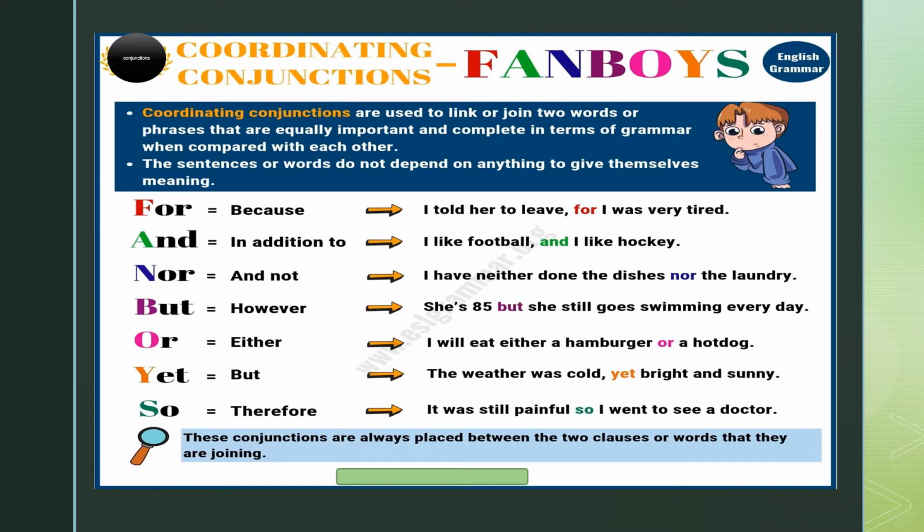F stands for, A stands for and, N stands for nor, B stands for but, O stands for or, Y stands for yet, and S stands for so. And the meaning of these in the sentences are: for means because, and means in addition to, nor means and not, but means however, or means either, there's a choice, remember, yet means but, so means therefore. Always remember these coordinating conjunctions, popularly remembered as fanboys, are always placed between two clauses or words that they are joining.